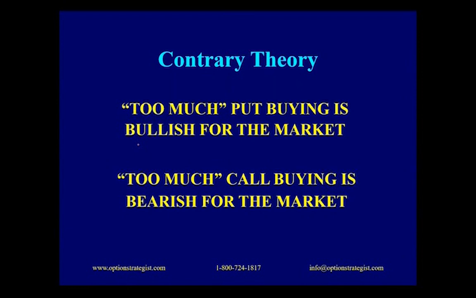So if there's too much put buying going on, then everybody's bearish. Everybody's buying puts. And therefore, we want to do something bullish. So it's a contrary indicator. Conversely, if there's too much call buying going on, then everybody's bullish, and we want to do something bearish.